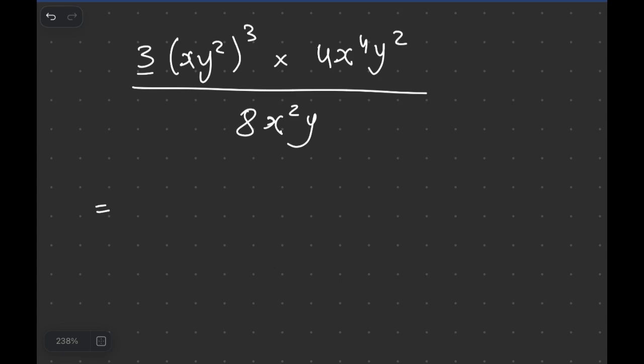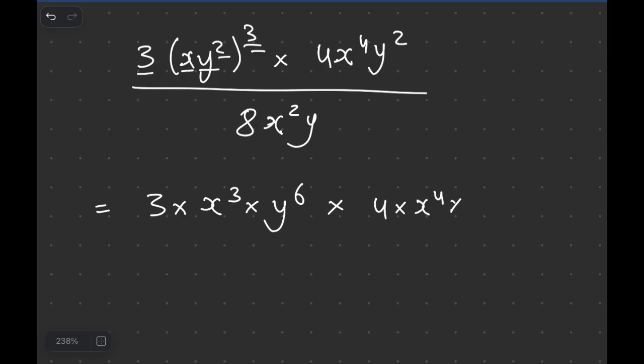So you just write it as 3 times, in the bracket, we learned it's x cubed times y to the 2 times 3, so x cubed times y to the 6, times 4 times x to the 4 times y squared. That's just breaking this part down, over 8x squared y.